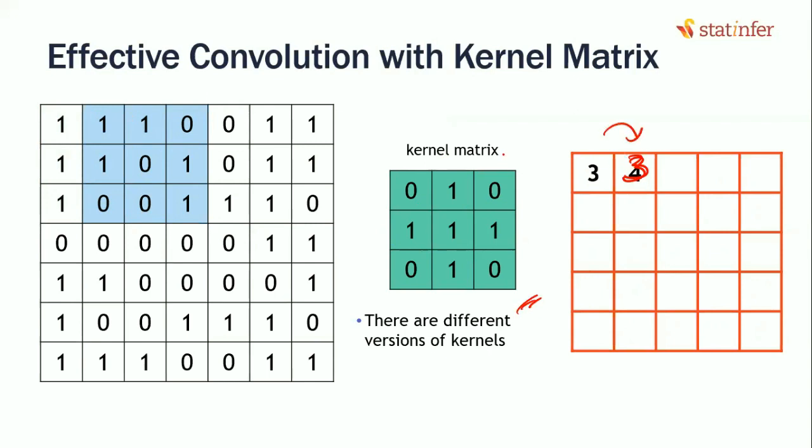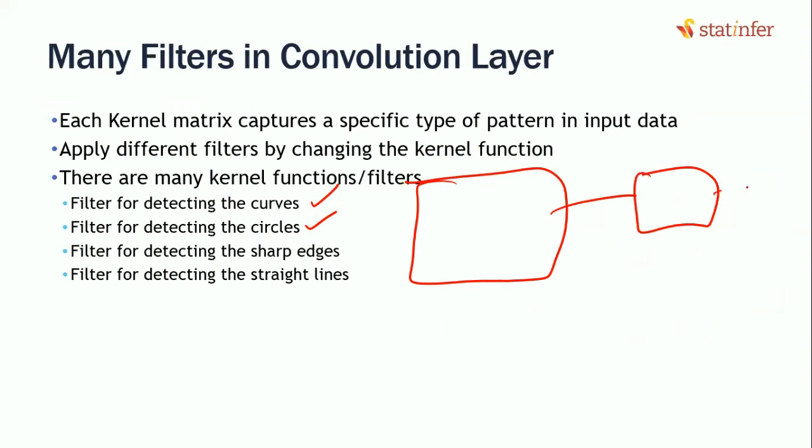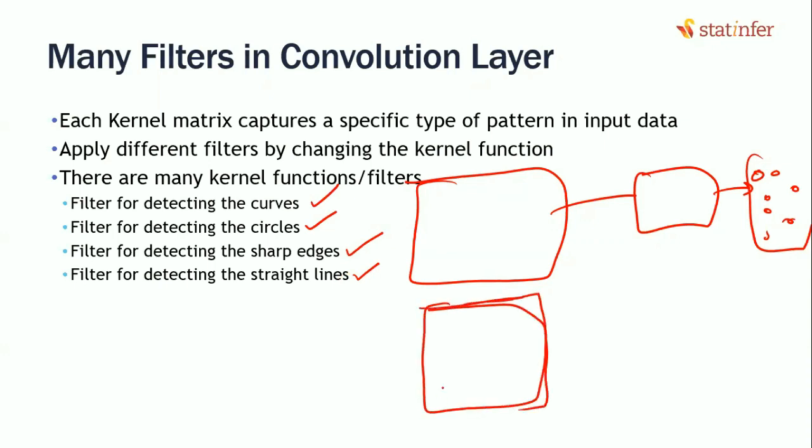In the resultant image, based on the kernel matrix, there are particular features that are highlighted, or particular features that are detected using a particular kernel matrix. There are some kernel matrices that are there to detect the curves. There are some that detect the circles. They will highlight only circles. They will take the original image as input, and if you apply that kernel matrix, only circles will be there in the result. Nothing else will be there. There are some kernel matrices that detect the sharp edges, and some that just detect straight lines.